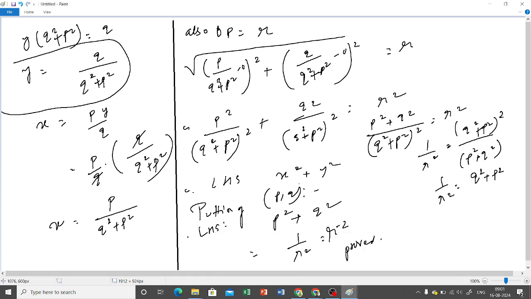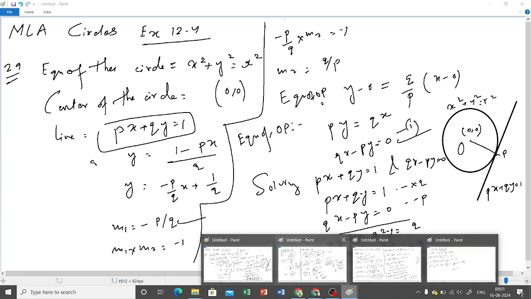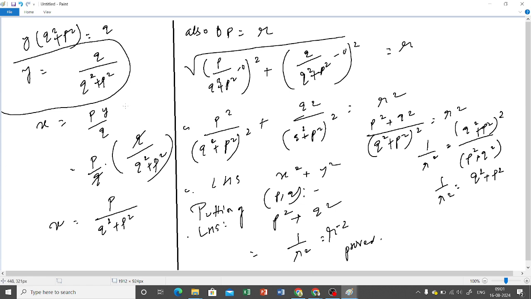Look, we get x from equation 1. Okay, so x is equal to this from equation 1, that is p by q into y. What is y? y is this, put it, you will get x as this.